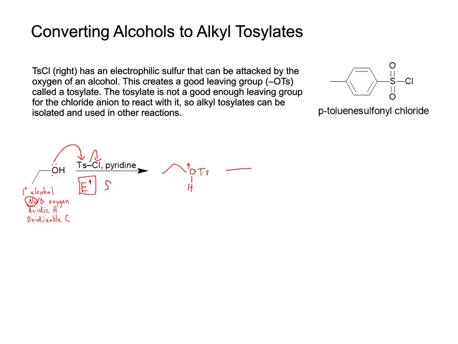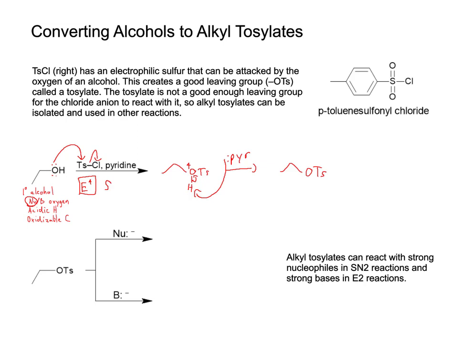In the next step, the lone pair on pyridine is going to come in and remove this acidic hydrogen on the OTS. This will give us our product, the alkyl tosylate. When we isolate the alkyl tosylate, we can react it further with a strong nucleophile in an SN2 reaction or a strong base in an E2 reaction. In other words, we would get a nucleophile in place of where the OTS is, or we can get an alkene when we kick off that OTS leaving group in an elimination reaction.